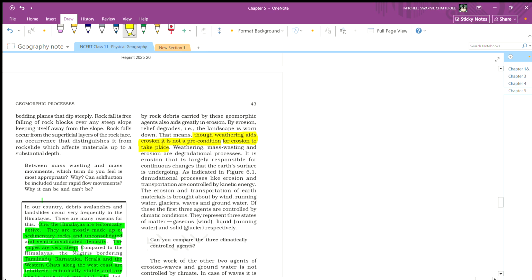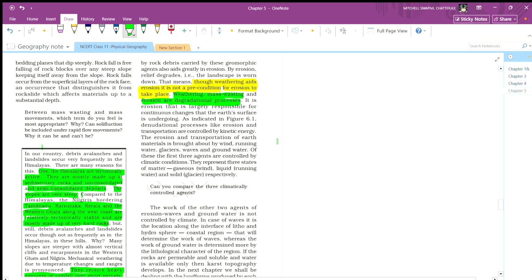If I take soil as an example, weathering and mass wasting, and erosion, are degradational processes. It degrades. It is erosion that is largely responsible for the continuous changes that the Earth's surface is undergoing.